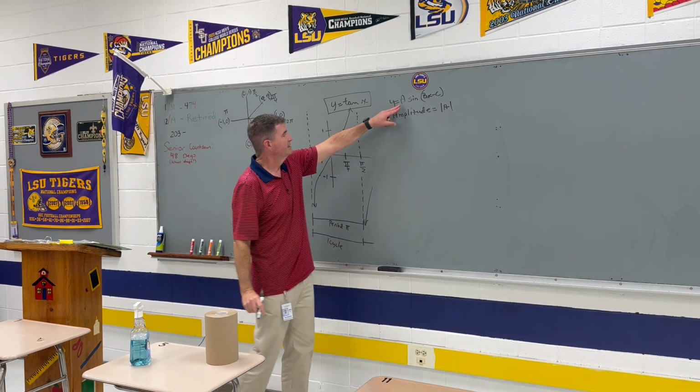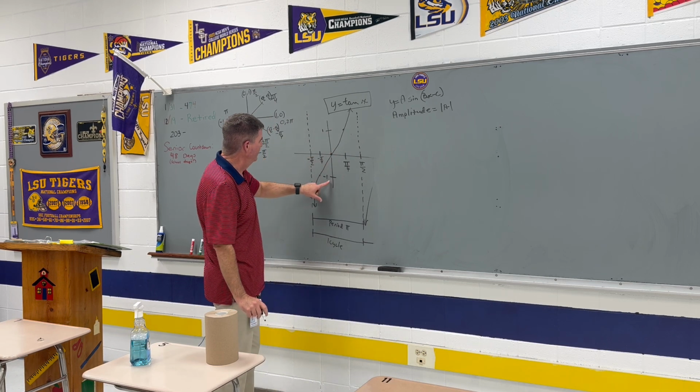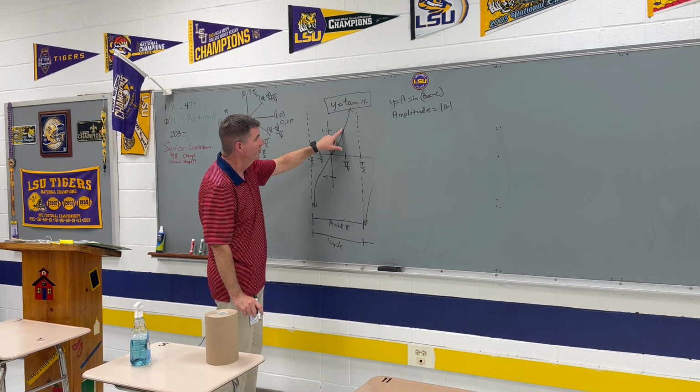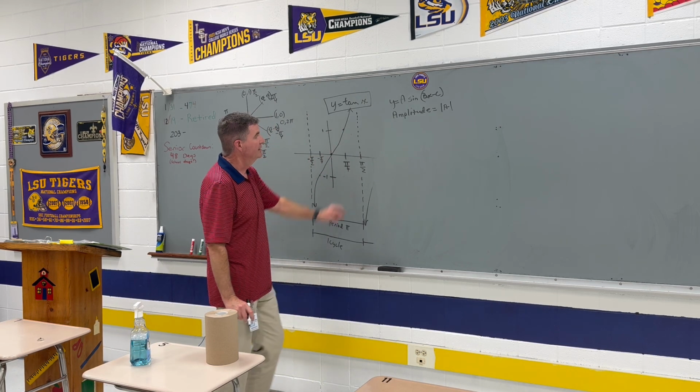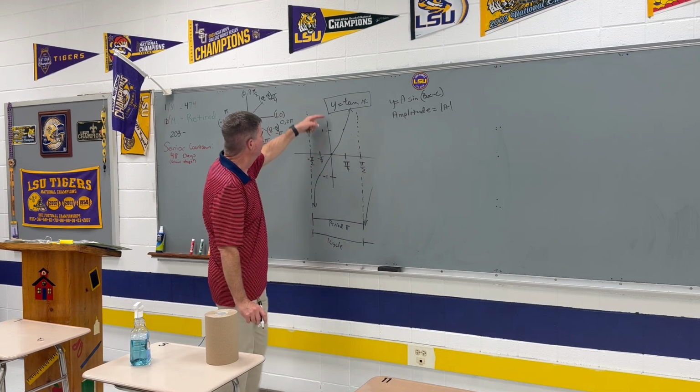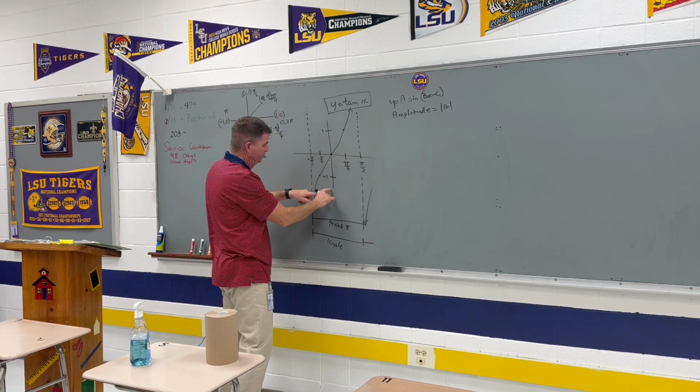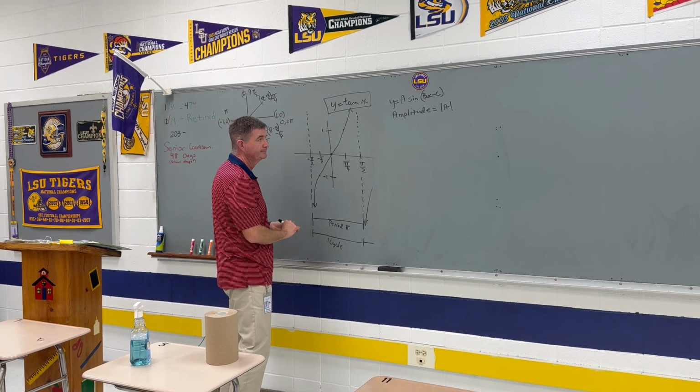The amplitude is going to say how high up and how far down our quarter points and our 3/4 points are. So if A had been 2, it would have been at 2 where it crossed, and it would have been at -2 where it crossed.